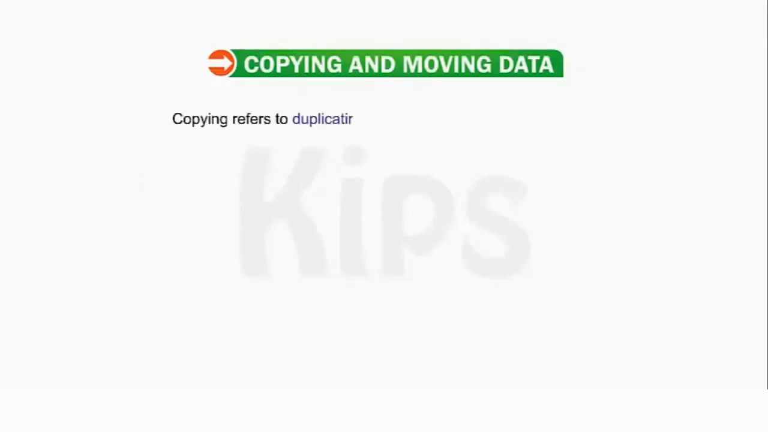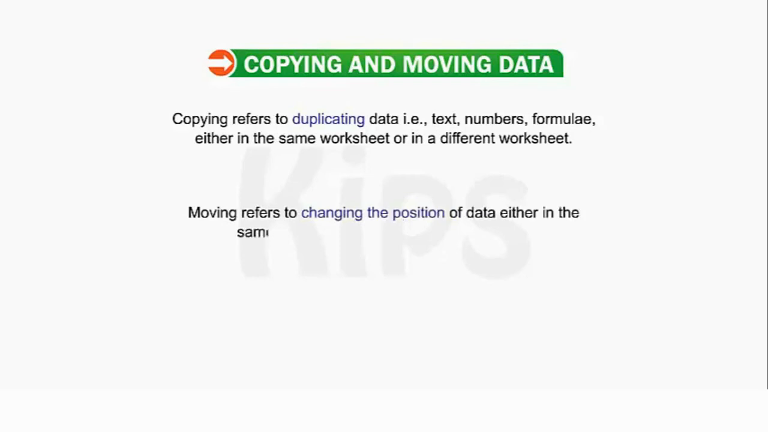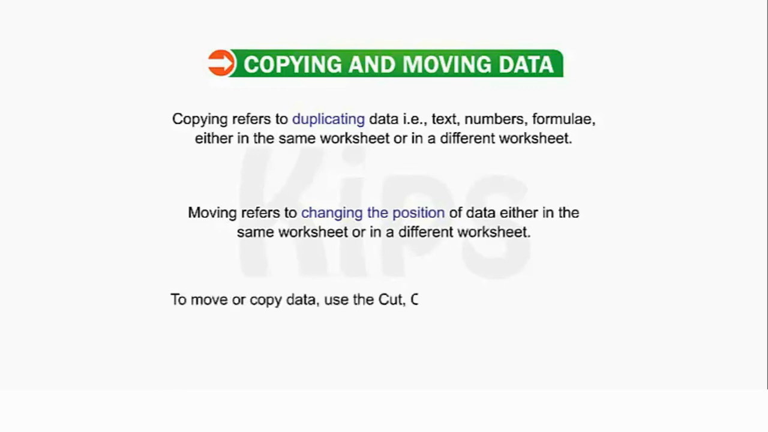Next topic is copying and moving data. Copying refers to duplicating data, that is text, number, formulae, either in the same worksheet or in a different worksheet. Moving refers to changing the position of data either in the same worksheet or in a different worksheet. Use copy and paste command to copy the data and use cut and paste command to move the data. These commands use Windows clipboard.